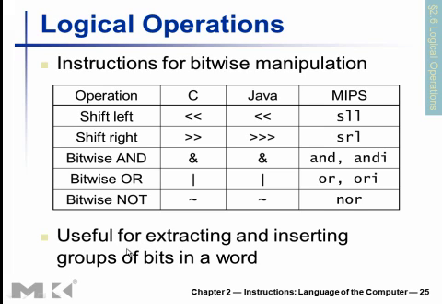This is useful for extracting and inserting a group of bits in a word. If you want to insert something into a word, you can use OR. And you can extract it using the AND operation, so that will get something out.